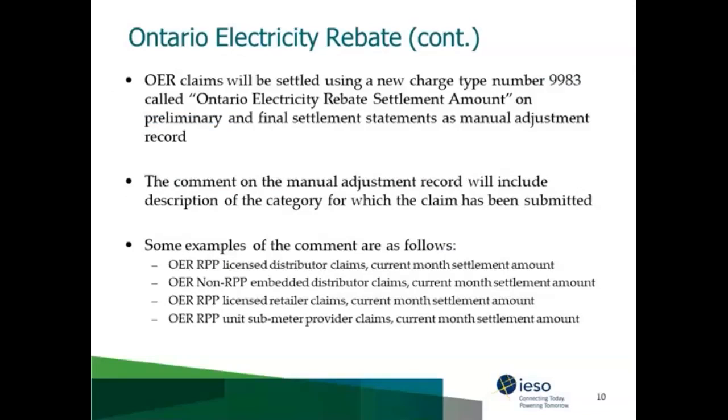The comment field on the manual adjustment record will include the description of the claim that has been submitted. At the bottom, we have included some samples of the comments that you will see on your settlement statements.